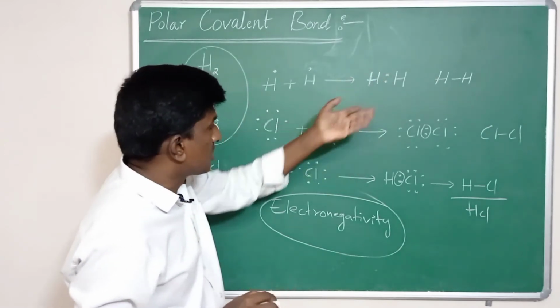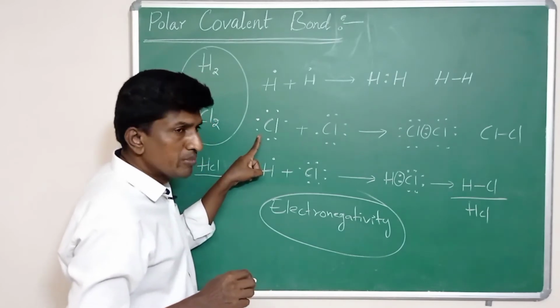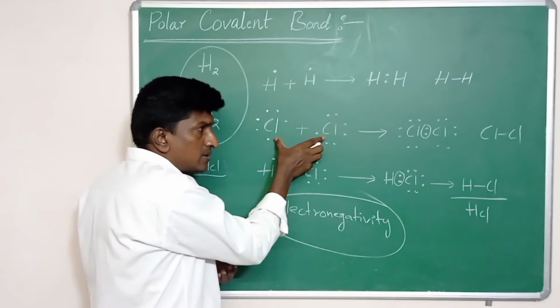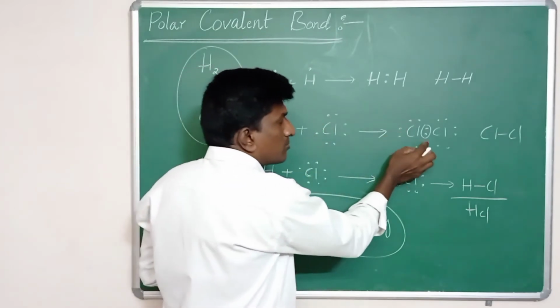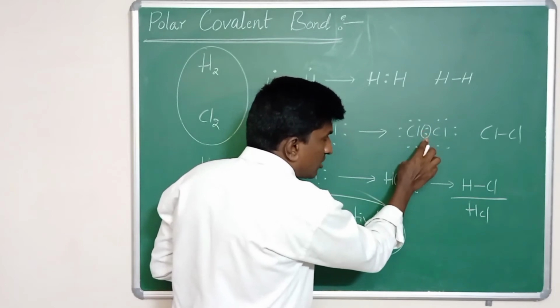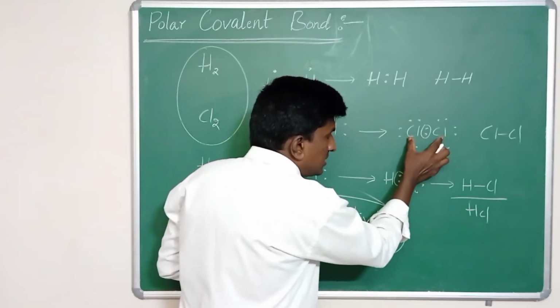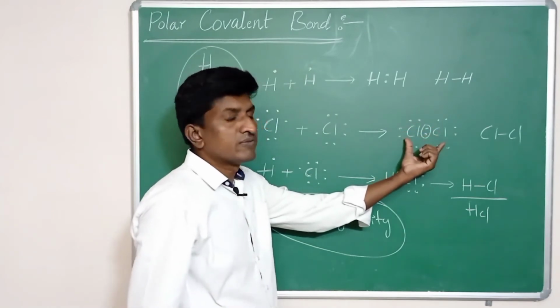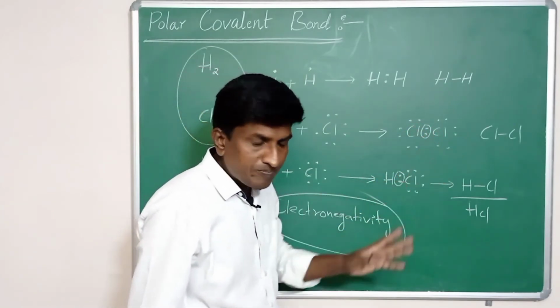Next, come to the formation of chlorine. Here also, the two chlorines are the same. So whenever the bond is formed between two chlorines, the bond pair electrons are equally attracted by these two chlorines, because the electronegativity of these two chlorines is the same.